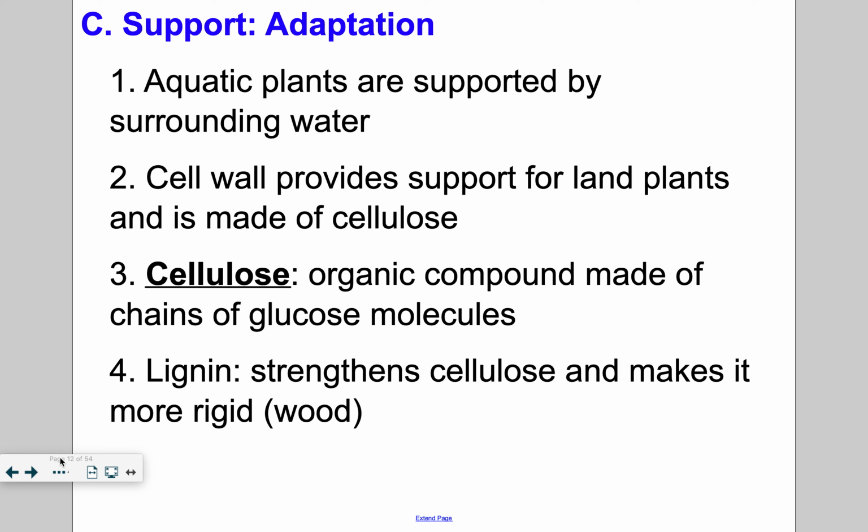And cellulose is actually made up of chains of glucose molecules, but these glucose molecules are arranged in a way that a lot of enzymes can't recognize it to break it down. We also see another adaptation in other species of plants called lignin. Lignin strengthens cellulose and it makes it more rigid. Wood is lignin. Okay, so support, cellulose, cell walls.